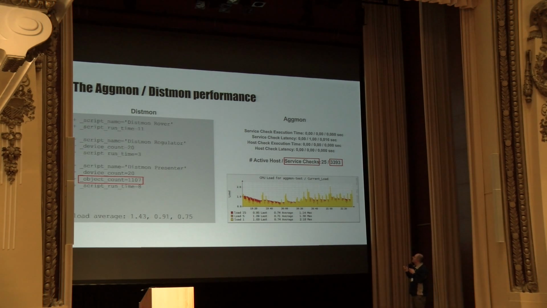As far as the performance of the Agmon system goes, you can see that the service and host execution checks take almost no time at all, and it's precisely because the Distmon server has already pre-calculated all the data, and what the Agmon server only does is take the data and put it on the graphs or into the threshold monitoring sensor as it is. No processing is required. And also, check this out. We have 3,400 sensors, more or less, and only 1,000 objects.